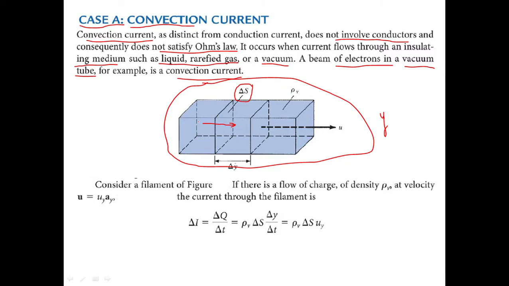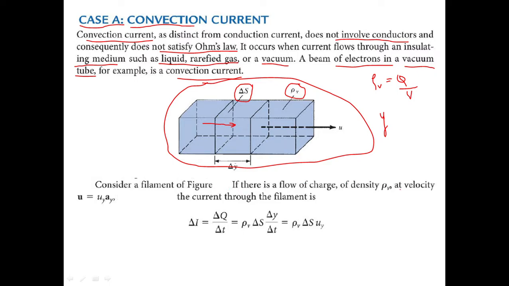Right? So now on the whole, the total charge present in this volume, we can take it as rho v. What is rho v? Rho v is nothing but charge per volume. So the total number of charges present, as given by rho v, is in the volume, and this is the surface delta S, and the current is flowing normal to this surface. And remember that this is not a conductor, it is free space, right? So consider a filament.